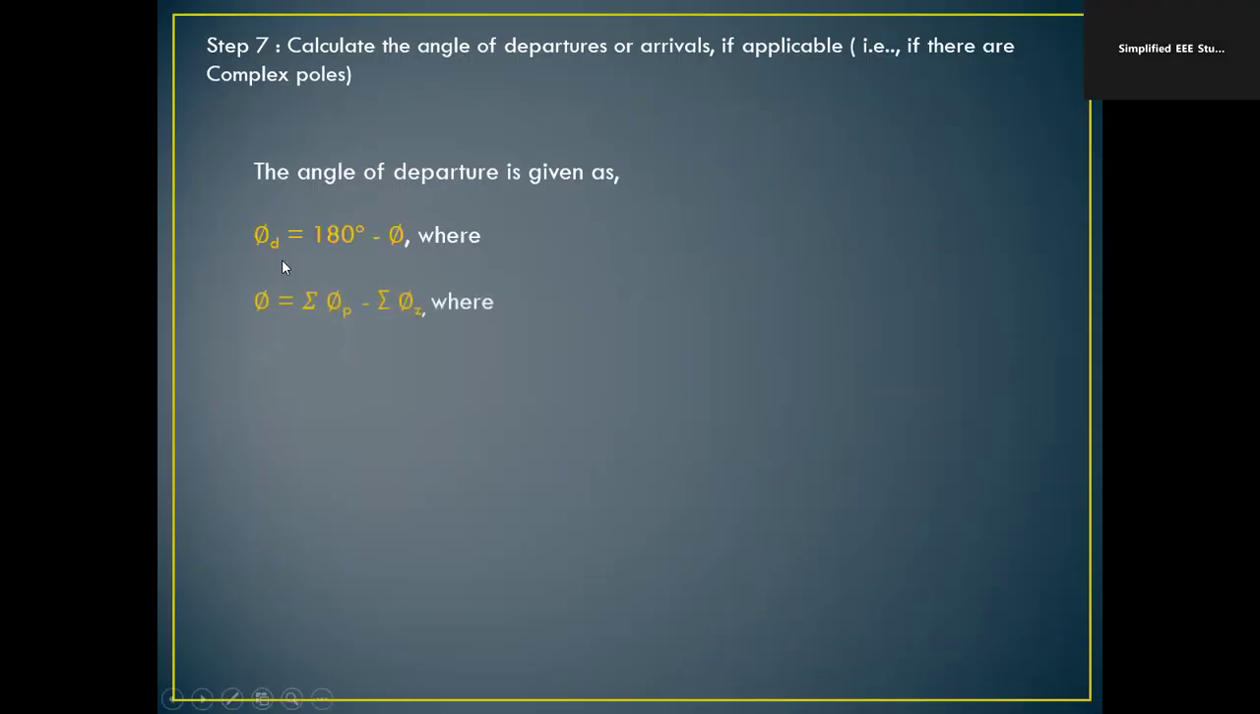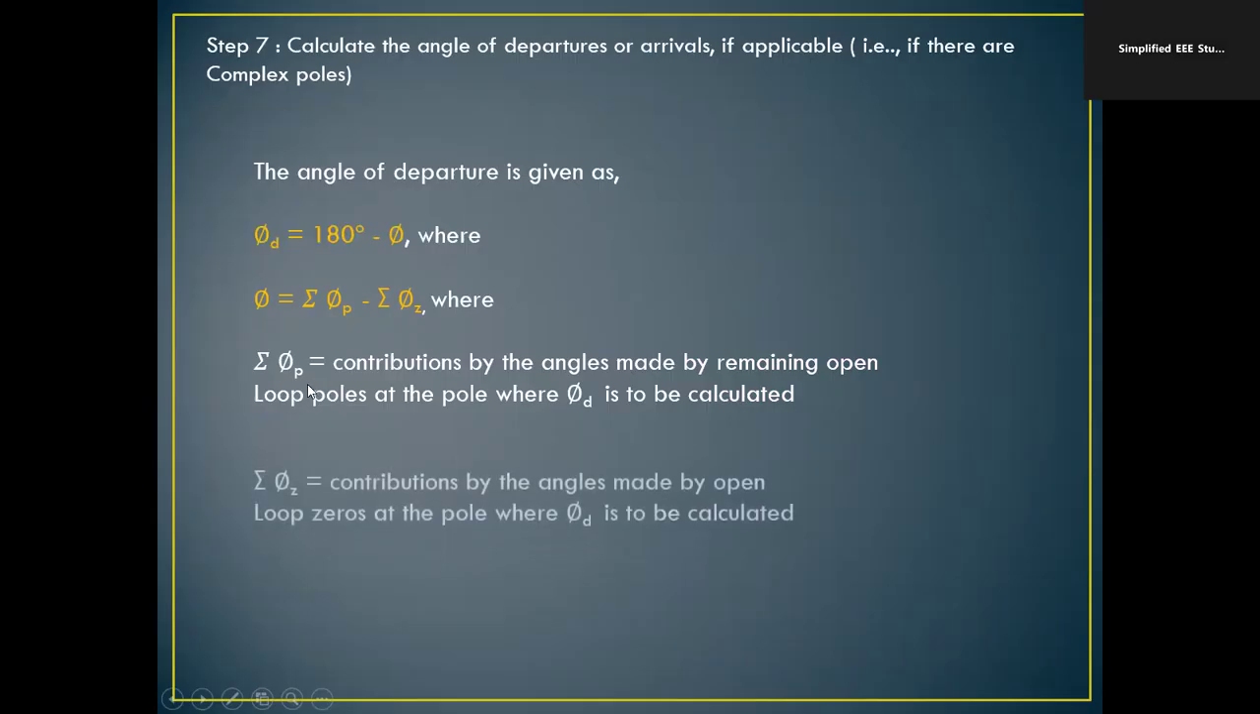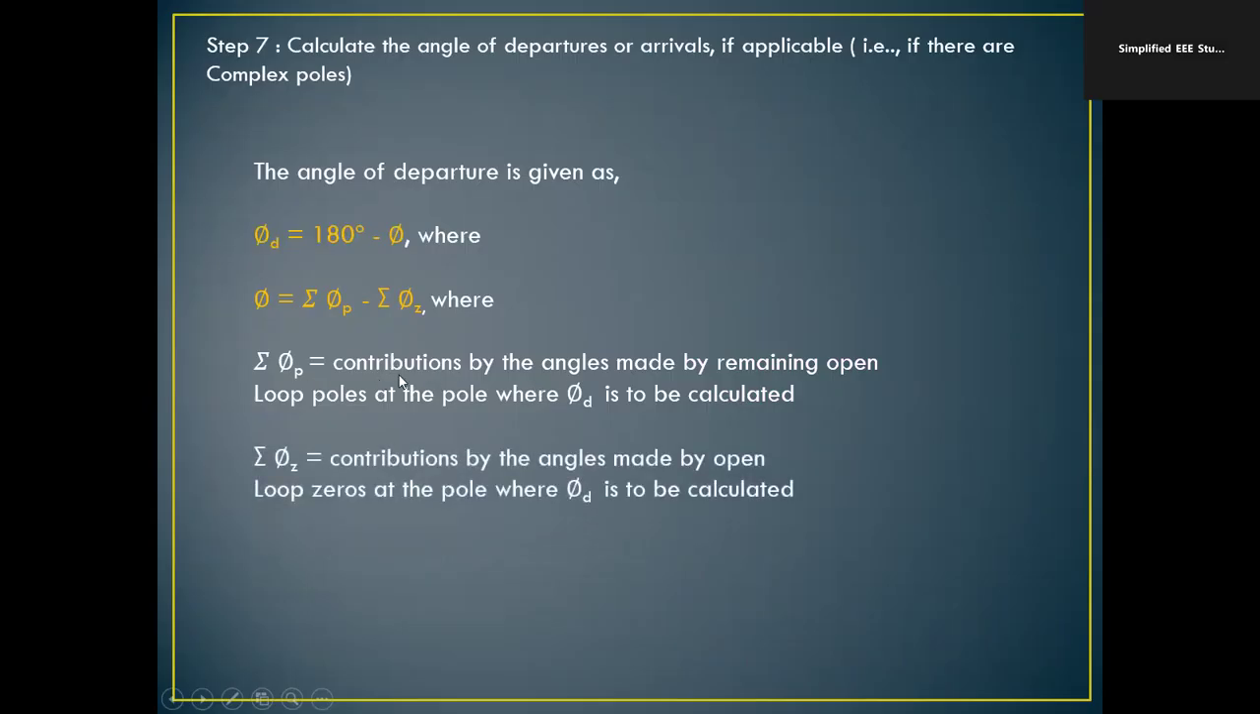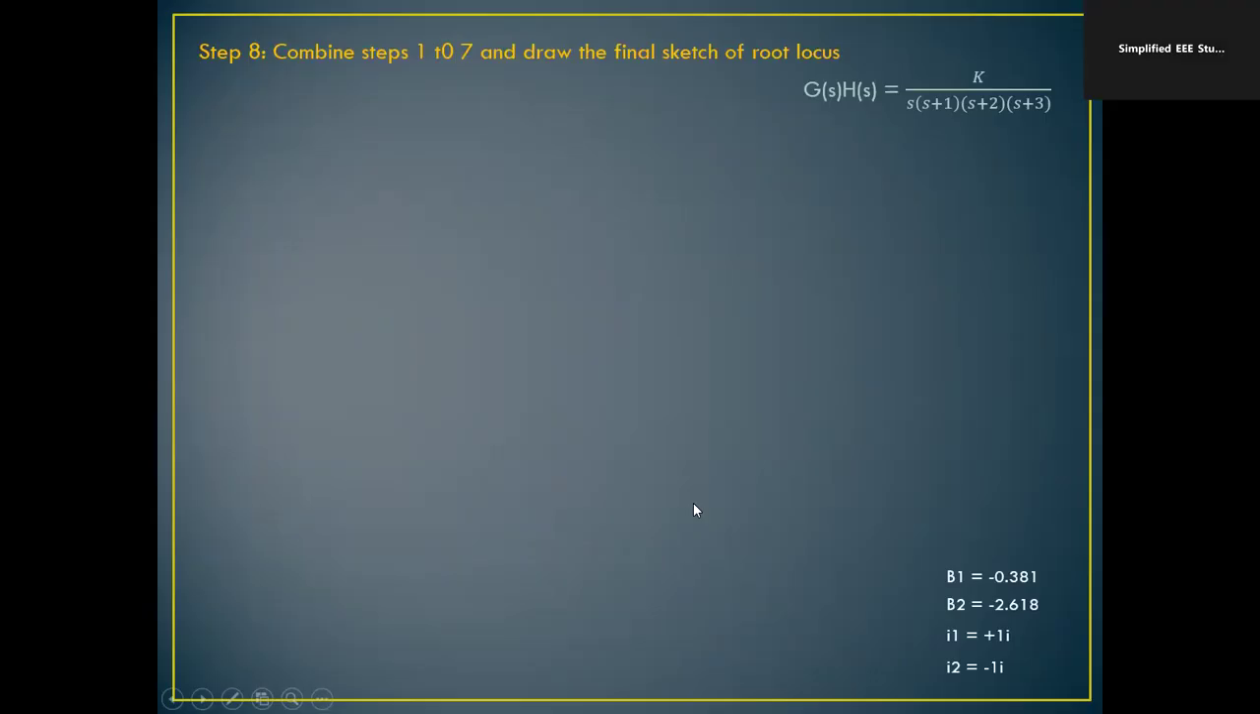Angle of departure formula: 180 degree minus phi, where phi is nothing but summation of phi p minus summation of phi z. So phi p is the contribution of the angle made by the remaining open loop poles, where phi d is to be calculated. Phi z is the contribution of the angle made by open loop zeros at the pole where phi d is to be computed.